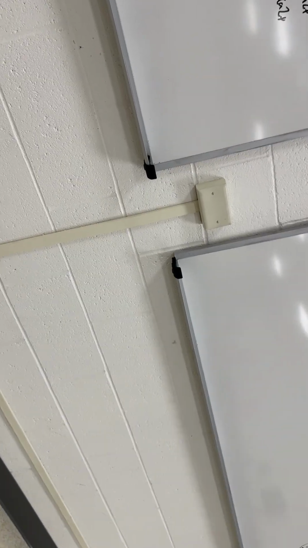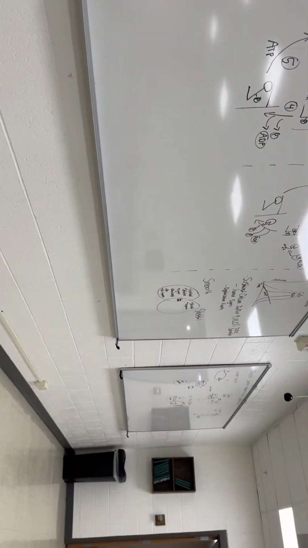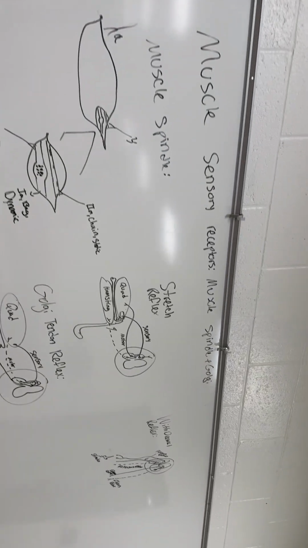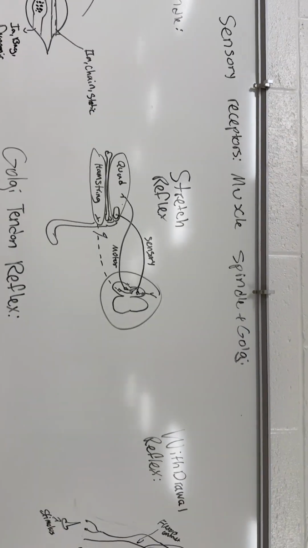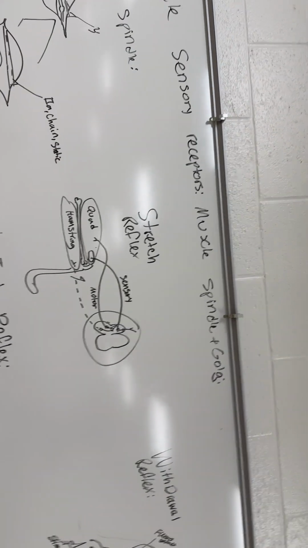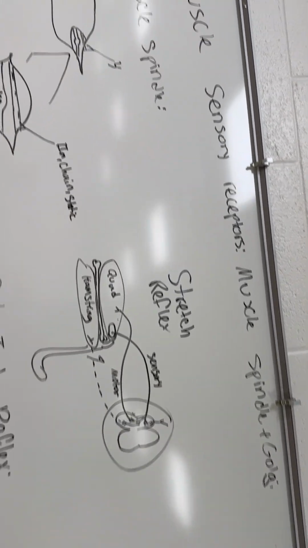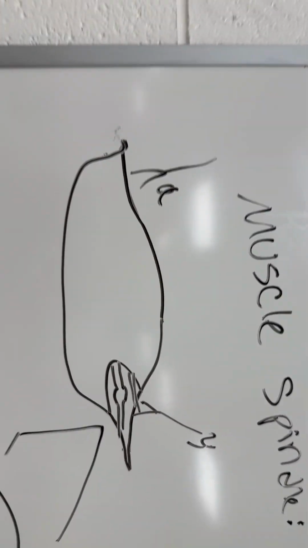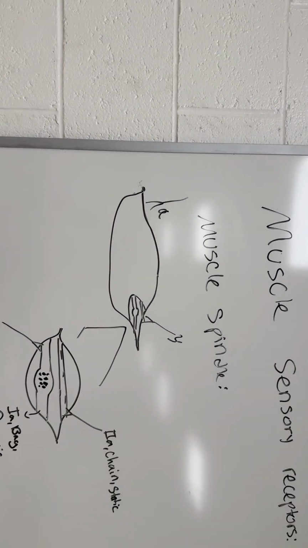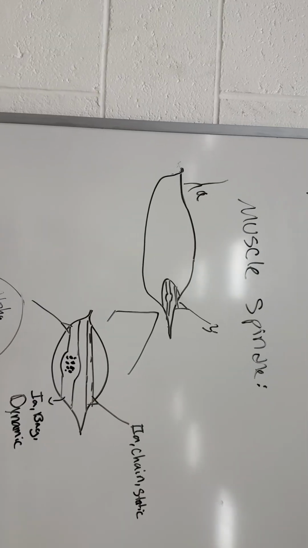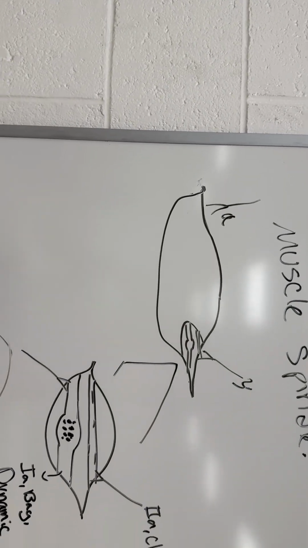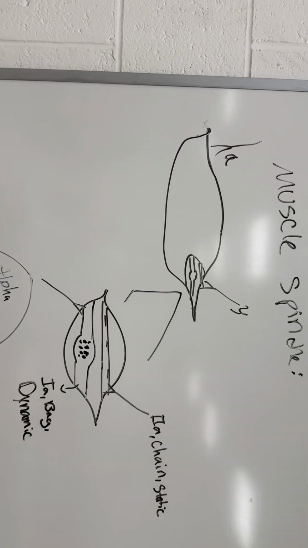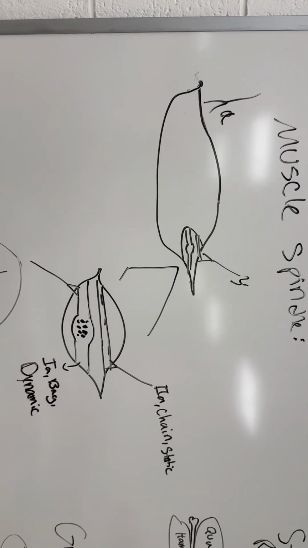Okay, so finally we have the muscle sensory receptors. We have our muscle spindles, and then we have our Golgi tendons. Right here, this big muscle we can think of as our bicep, and those are made up of extrafusal fibers innervated by alpha motor neurons. And then we have our intrafusal fibers, which make up our muscle spindle, which are innervated by gamma neurons.